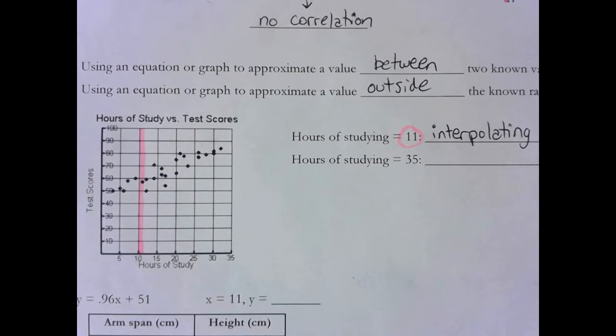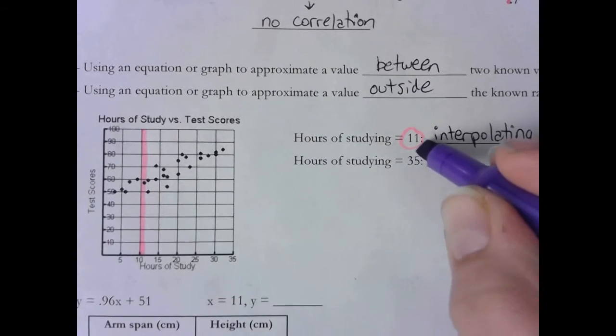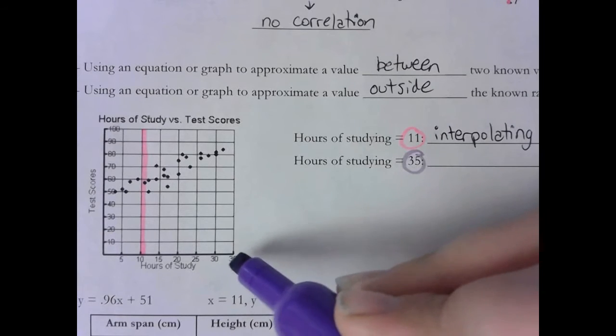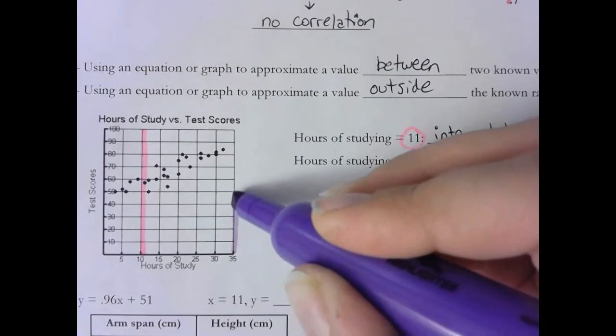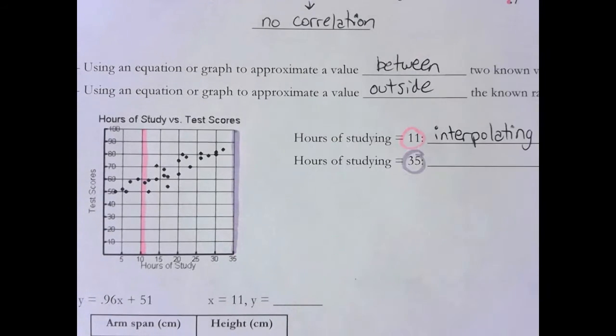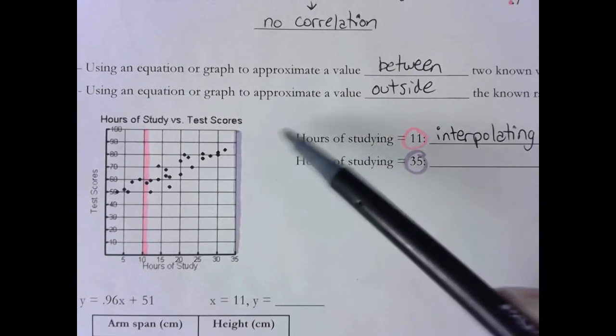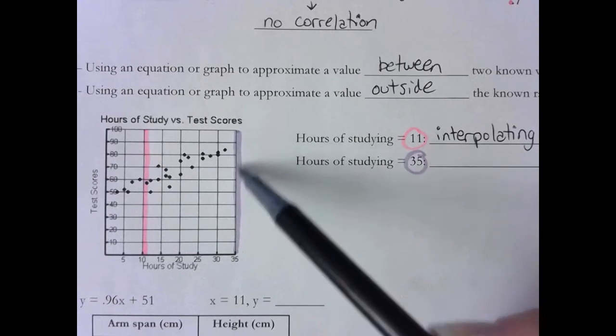Okay. What if we're asked, what grade should I expect if I study for 35 hours? Well, if we look at our graph, here's 35 hours, this line right here. And notice that is not between 2 points on our graph. It's outside of our set. So this is an example of extrapolating.